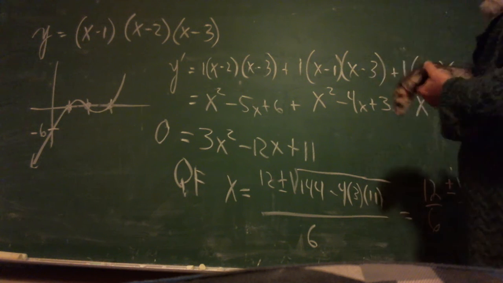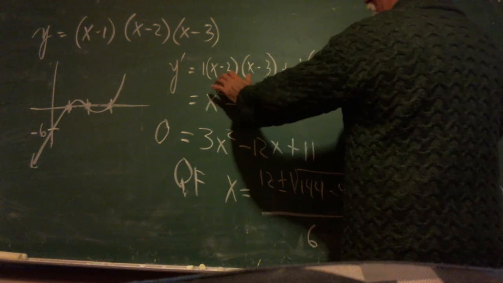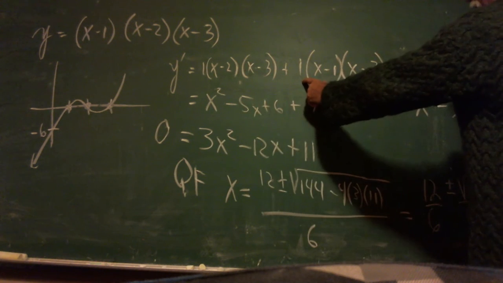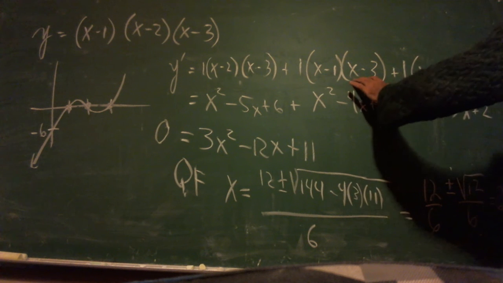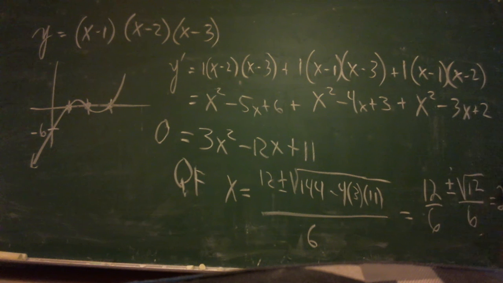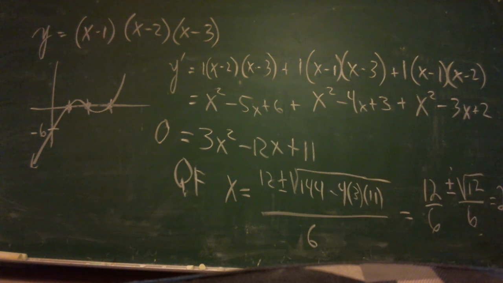So, here's what we do. The derivative of x minus 1 is 1 times x minus 2 times x minus 3, plus the derivative of x minus 2, which is 1 times x minus 1 times x minus 3, plus the derivative of x minus 3, which is 1 times x minus 1 times x minus 2. Oh my goodness, we have to multiply out 3 pairs of binomials. So I've got the multiplications underneath each. I was careful.